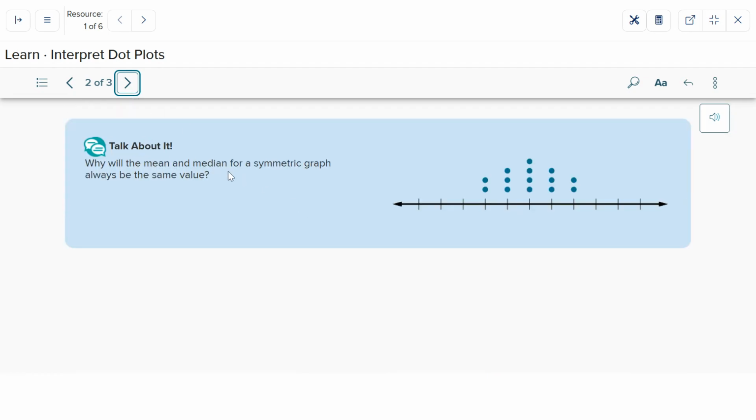So why will the mean and median for a symmetric graph always be the same value? If it is perfectly symmetric like this, our median is going to be in the middle and our mean is going to be exactly in the middle. So there won't be any room for a little decimal or a one higher, one lower. If it's exactly perfectly symmetrical, those means and medians will match.